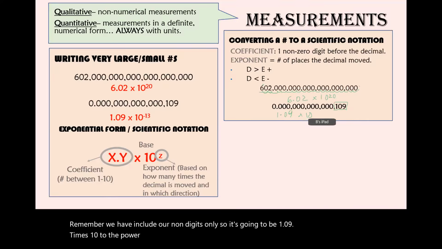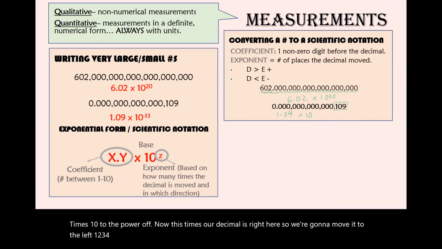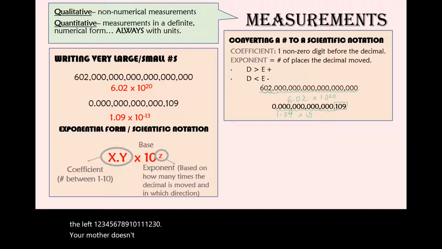Now this times our decimal is right here. So we're going to move it to the left. 1, 2, 3, 4, 5, 6, 7, 8, 9, 10, 11, 12, 13. So we have moved our decimal 13 times to the left. So that's why it's going to be negative 13. This is how you go from a given number to a scientific notation.